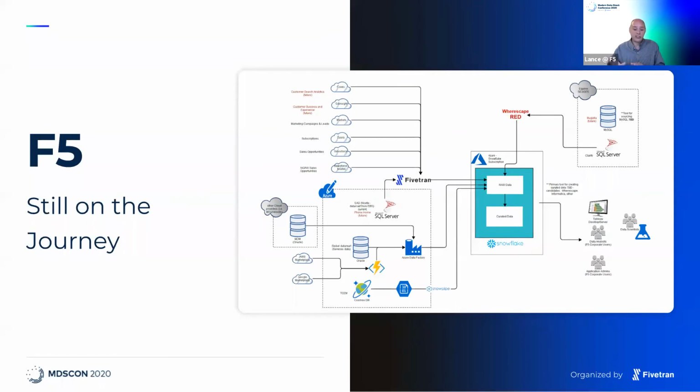But we are still on the journey, so we're still using legacy transformation tools, Wirescape Red and Informatica. But we wanted to start with first, how do we make it easy for time to insight? How do we get code to customer to be faster? And then how do we do our internal processes to improve our speed of curation?